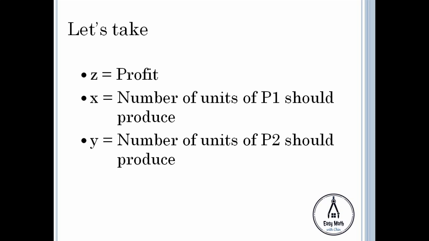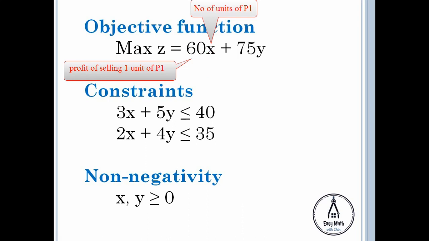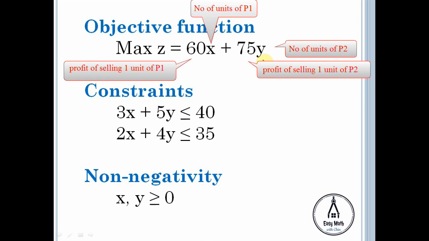And now with the maximum availability, we need to calculate the maximum number of units that we should produce. So let's take x as the number of units of P1 that we should produce and y as the number of units of P2 that we should produce. Now using x and y, we can write the objective function or the profit function like this. Here, the total profit should be equal to the profit of selling 1 unit of P1, which is 60, into the number of units of P1, x, plus the profit of selling 1 unit of P2, which is 75, into y. Y is the number of products of P2.